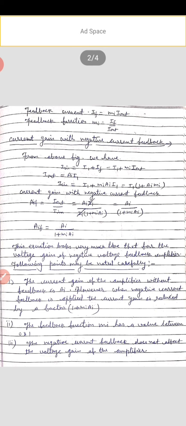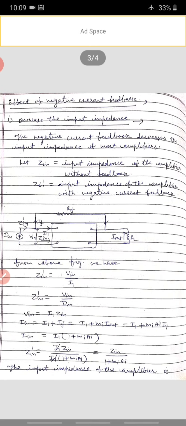Now the negative current feedback does not affect the voltage gain of the amplifier. Voltage gain remains the same. It will not be affected by the negative current feedback. Next, the effects of negative current feedback.